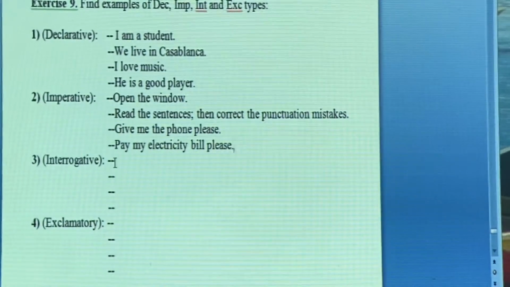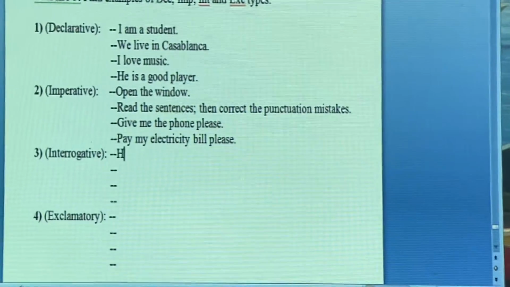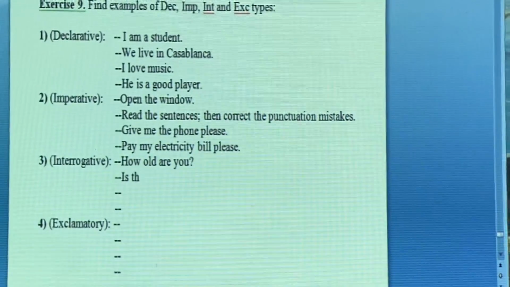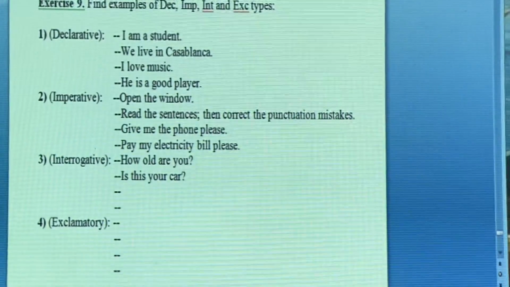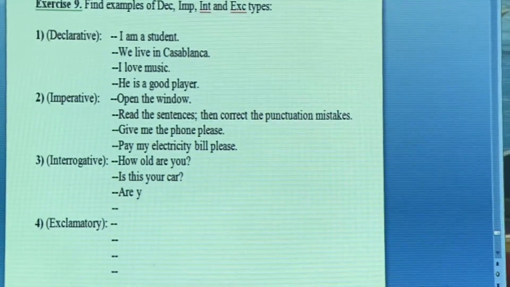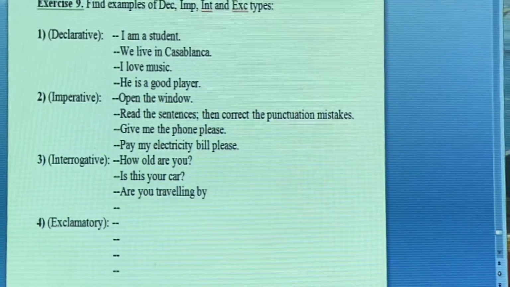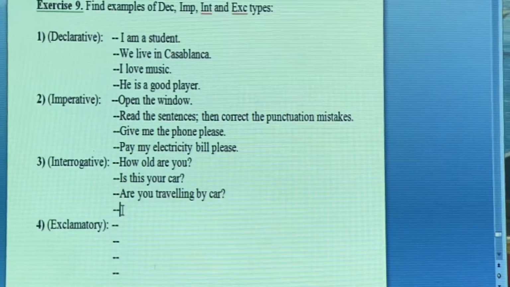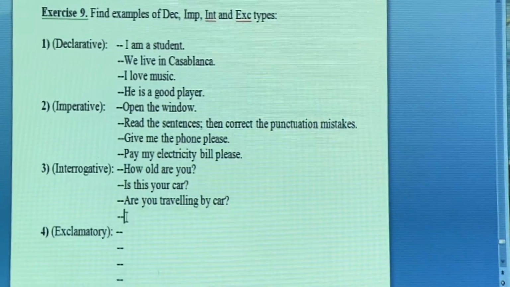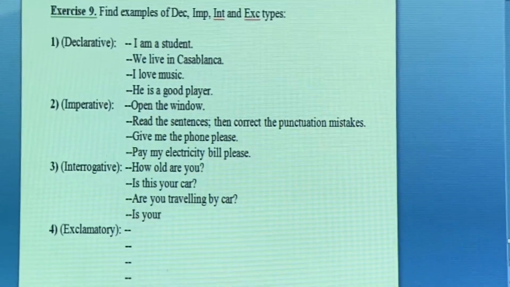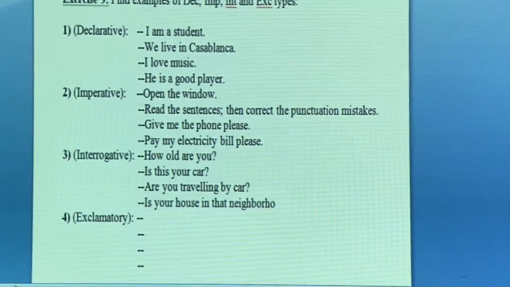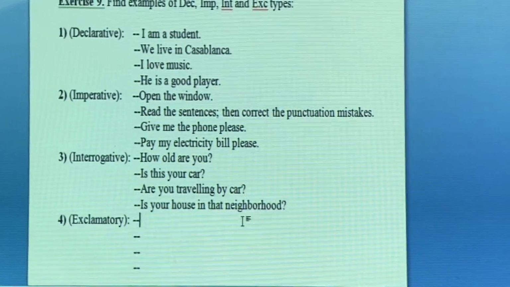Now, interrogatives are the ones where you ask questions. How old are you? And we need a question mark. Is this your car? Question mark. Are you traveling by car? Another one. Is your house in that neighborhood? Do you live in that neighborhood?